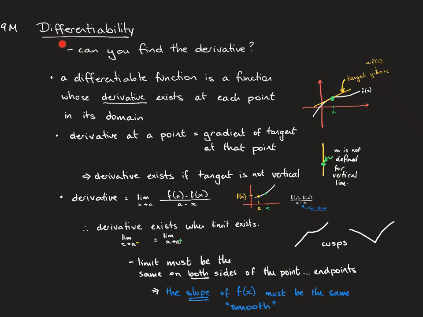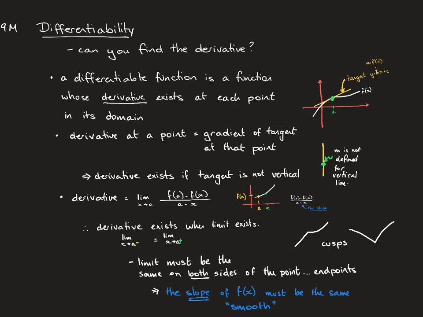In this video we're going to look at the idea of differentiability, which is basically can you find a derivative, and whether a function is differentiable or not. And if it is described as being differentiable, what does that actually mean? So a differentiable function is a function whose derivative exists at each point in its domain.